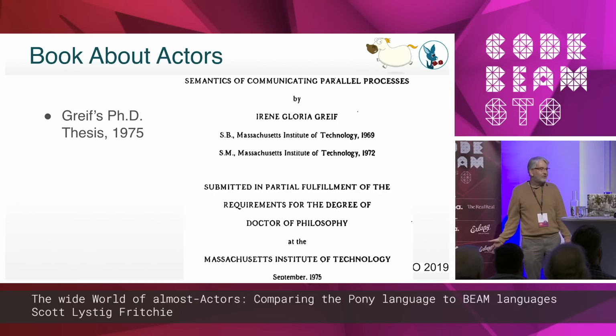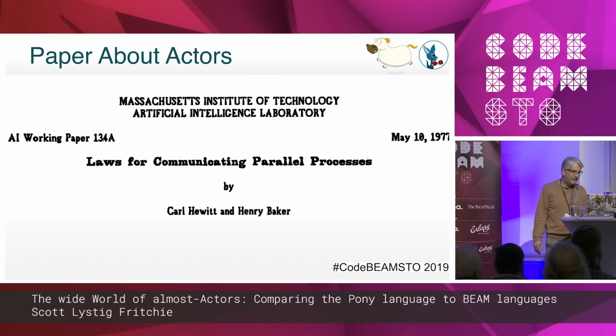The next paper in 1977 is probably the most cited paper about actors by Carl Hewitt and Henry Baker, Laws for Communicating Parallel Processes.